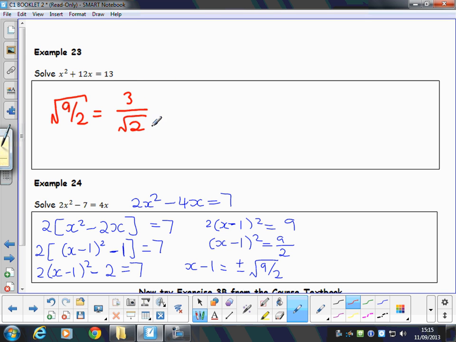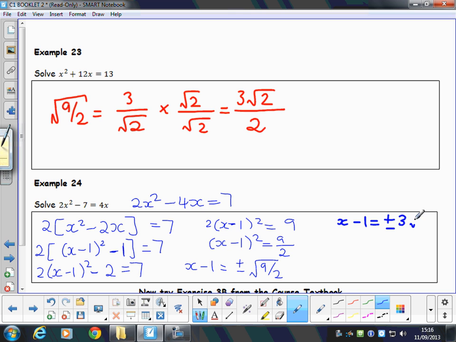Now I've got a surd at the bottom, so I can rationalise this. So I can rationalise the denominator by multiplying both top and bottom by root 2. So if I do that, I've got 3 multiplied by root 2, which is 3 root 2. And then root 2 multiplied by root 2 leaves me with just 2. So over here I've got x minus 1 is equal to plus or minus, so instead of root 9 over 2, I've simplified that to 3 root 2 all over 2.